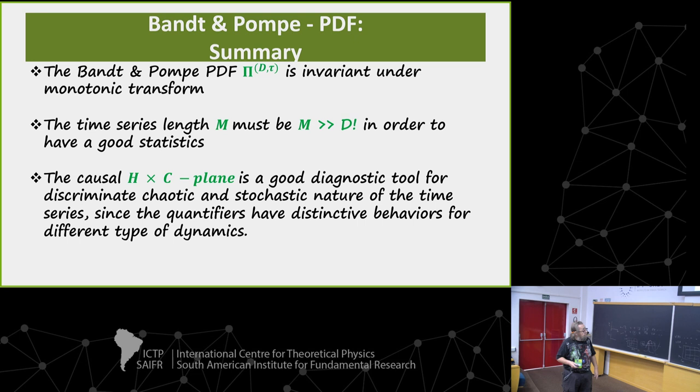And of course, we can use the entropy complexity plane. If we use the Bandt and Pompe ordinal pattern for the probability distribution, the time causality will be included, and then it will be the causal entropy complexity plane, and also Fisher-Shannon, that we will see. Okay. And now I want to show how we can distinguish the different dynamics using this tool, the causality entropy complexity plane.